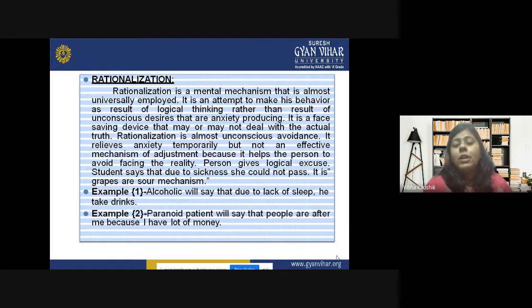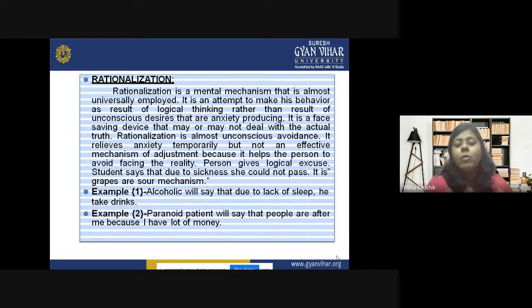Now, rationalization is a face-saving device that may or may not deal with the actual truth. Rationalization is almost unconscious avoidance. It relieves anxiety temporarily, but it is not an effective mechanism of adjustment. Rationalization helps to relieve the anxiety, but only on a temporary basis.